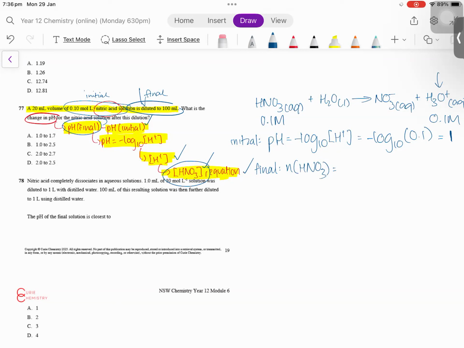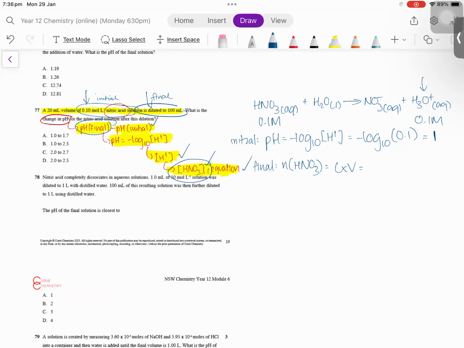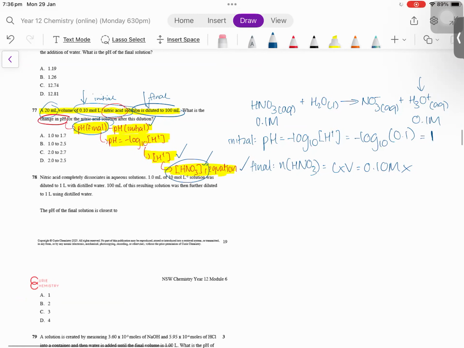What formula do I use to calculate moles, given the information in the question? Question gives me concentration, question gives me volume. So Samra, what's the suitable equation? N equals C times V. Good, N is equal to C times V. So the moles comes from the solution at the start, the 0.1 molar, and the initial volume that they use to do the diluting is the 20 mils. So that's 0.02 liters. So that's going to be 0.002 moles.